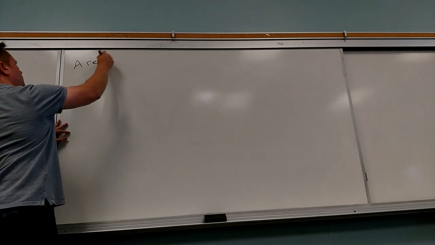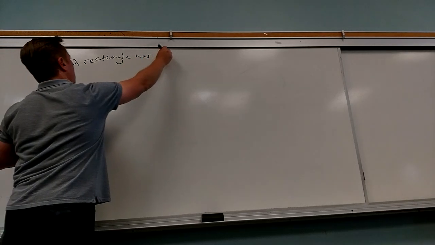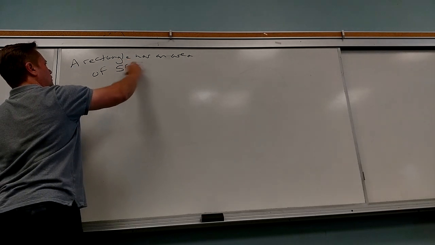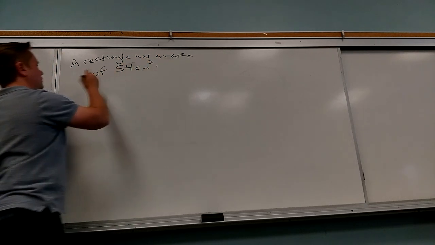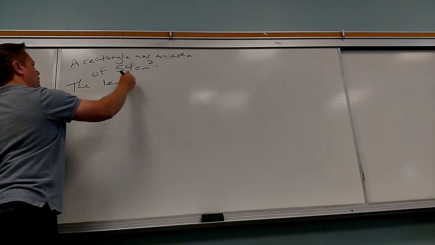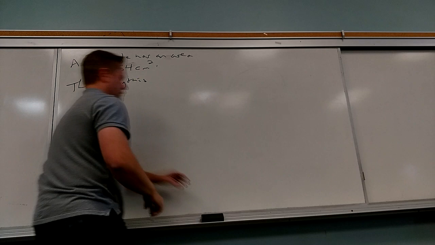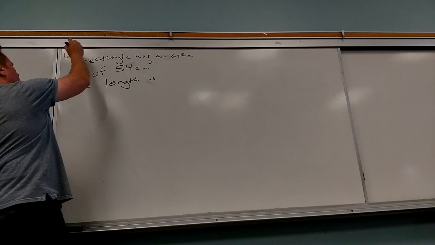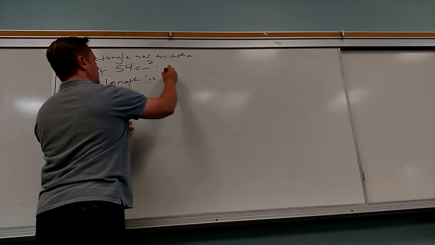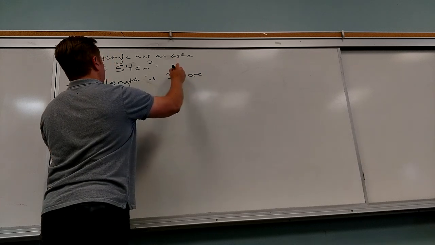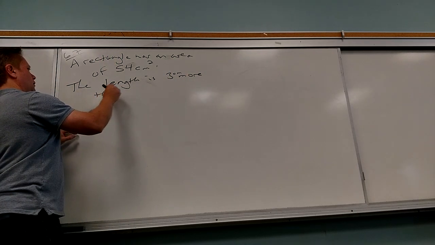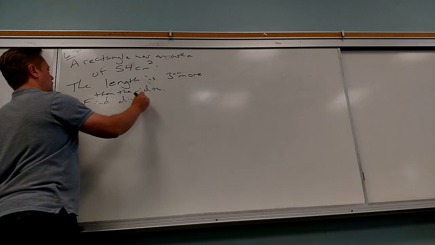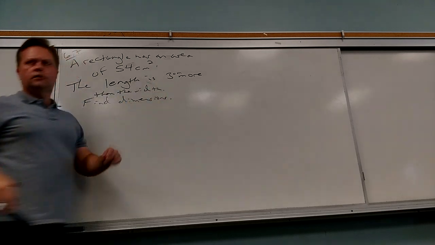Say a rectangle has an area of 54 square centimeters, and length. Oh my gosh, Jeff, what word is that? So this is 6.7 then? 6.7, yes. The length is 3 more than the width. 3 centimeters more than the width. Find the dimensions of this rectangle.